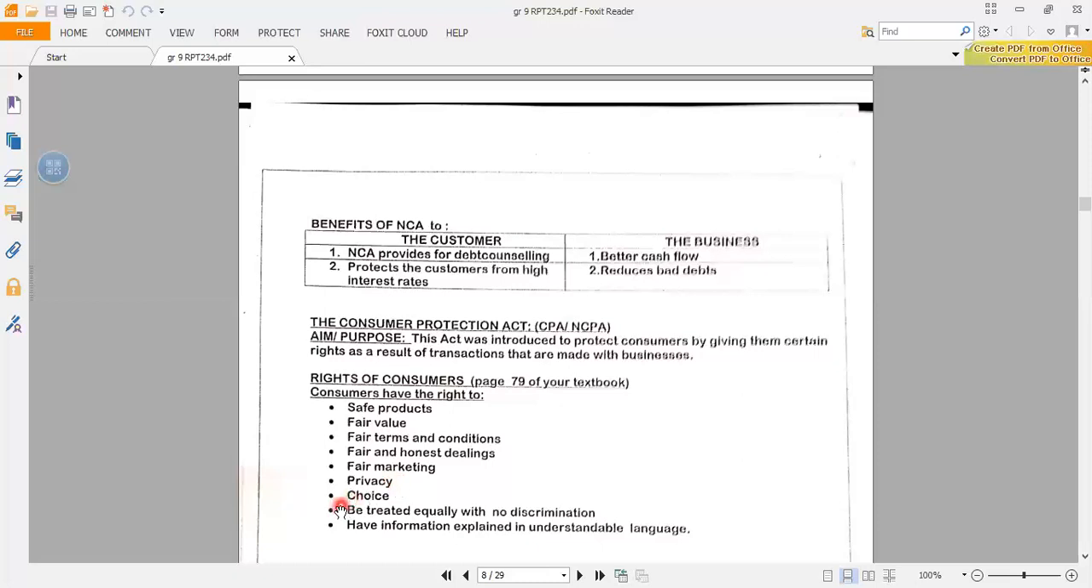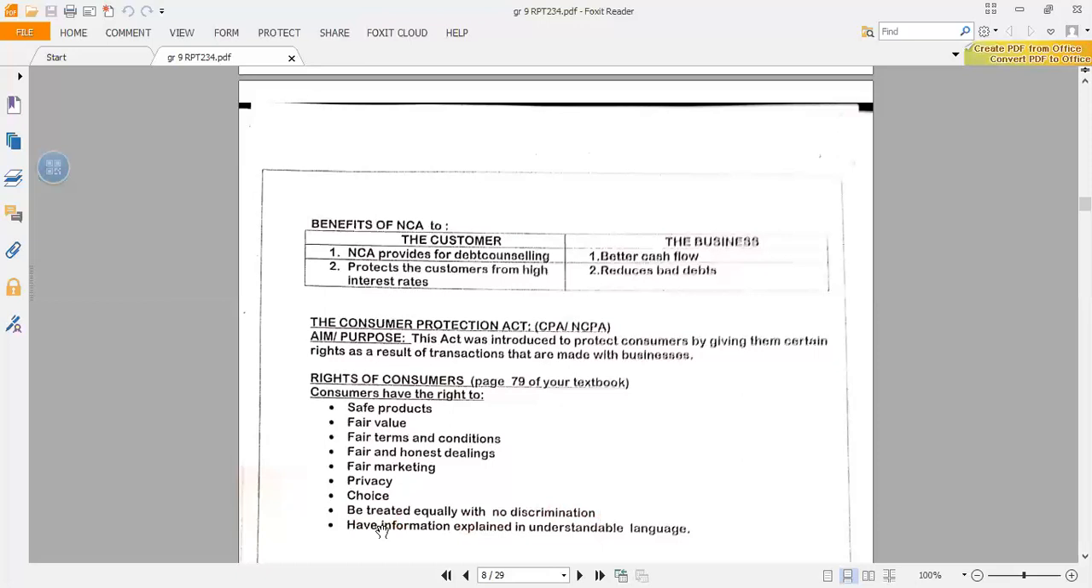Okay? Consumers have the right to a choice. They cannot be forced to purchase a product that somebody else wants. They have a freedom of choice. And where they wish to purchase might also be a choice for them. Right? Consumers have a right to be treated equally with no discrimination, meaning there must be no bias in that transaction when it is made with the consumer.